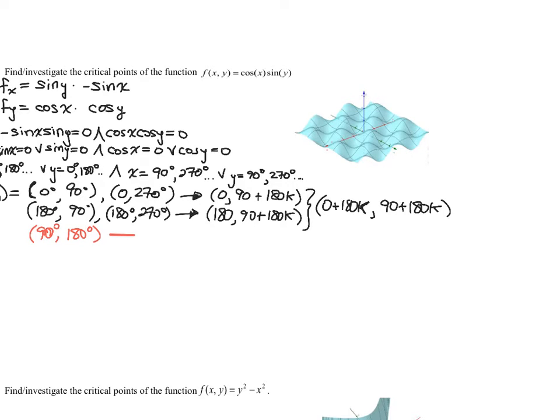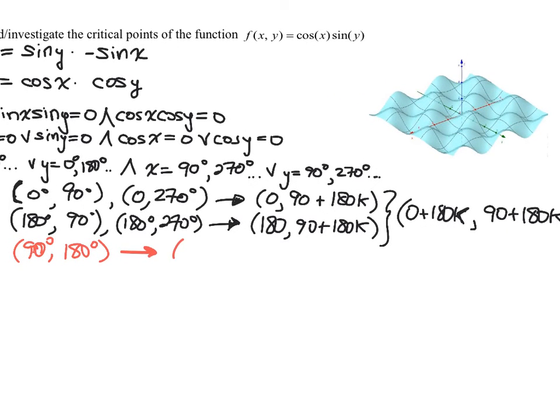So another possibility would be, instead of saying 0 plus 180k, we could say 90 plus 180k and then 0 plus 180k. All right, so now I'll define what k is, where k belongs to the set of integers.